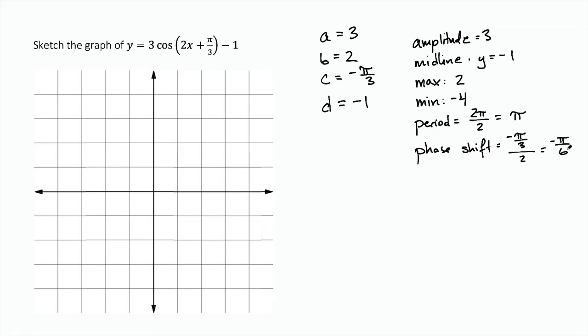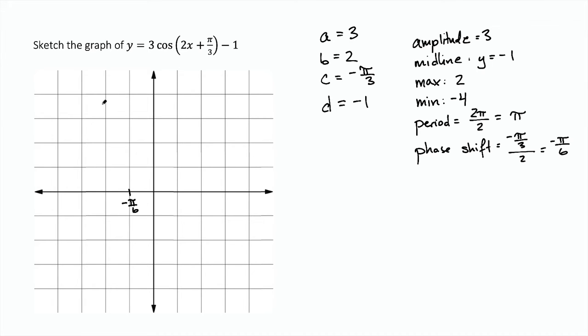And now we just need to start graphing some things. So we'll start by graphing our starting point. Our x-coordinate of the starting point is negative pi over 6. I'm just going to let each square here be a pi over 6. I think that will be enough for us. So this will be negative pi over 6.